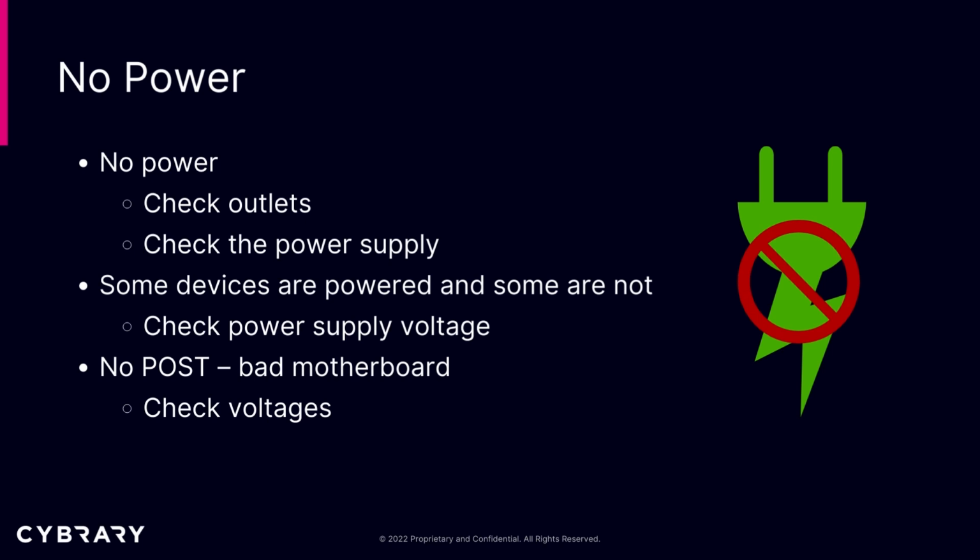Now, some devices are partially powered, meaning some of the components on the motherboard are powered up and some components are not. Check the power supply voltage. This is where you want to get a multimeter and make sure that the output is within the range the manufacturer says it should be, because it could be working to an extent but not enough to power all the components on your motherboard or on your computer.